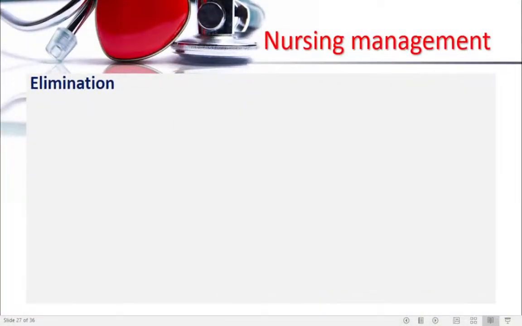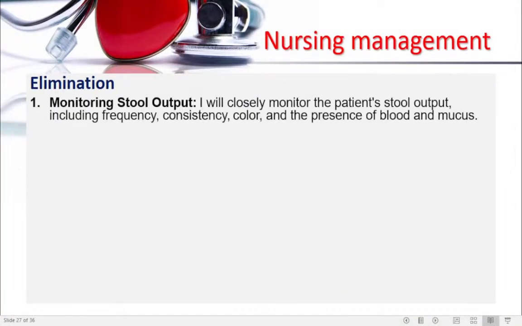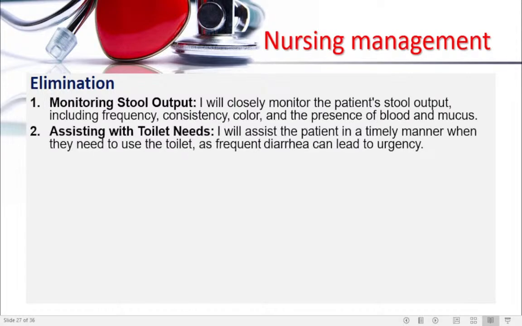Then, elimination. Monitoring stool output. So I will closely monitor the patient's stool output, including the frequency, consistency, color, and the presence of blood and mucus. Number 2, I will assist with toilet needs. So I will assist the patients in a timely manner when they need to use the toilet, as frequent diarrhea can be leading to urgency.